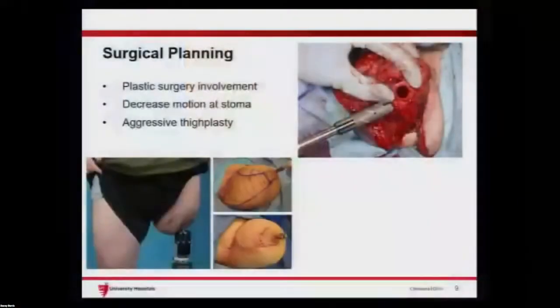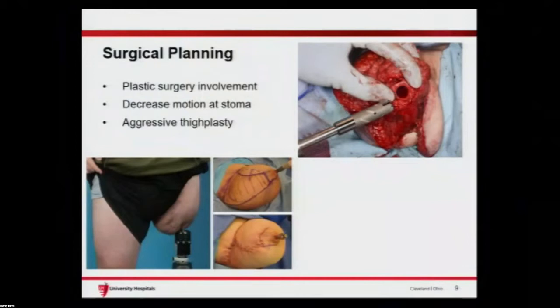They perform an aggressive thighplasty, which, if you haven't seen it before, if you look here on the lower left-hand portion of the screen, this is a person standing up, donning their prosthesis. And what you see is this redundant tissue on the medial side that's skin, subcutaneous fat, muscle. Well, that rests directly on the implant when they're standing, which can cause skin ulcerations and irritation, but also it creates a moist, warm environment at the stoma site for bacteria to then reside. So it's really important to get all of that tightened up so that you don't have that muscle resting on the implant at the stoma site.